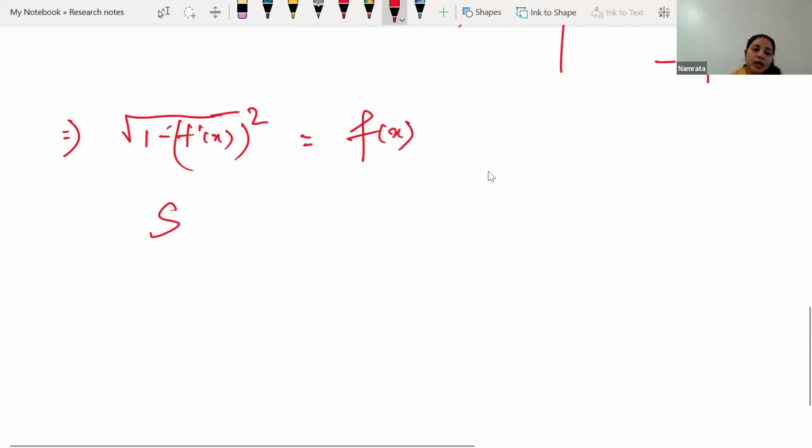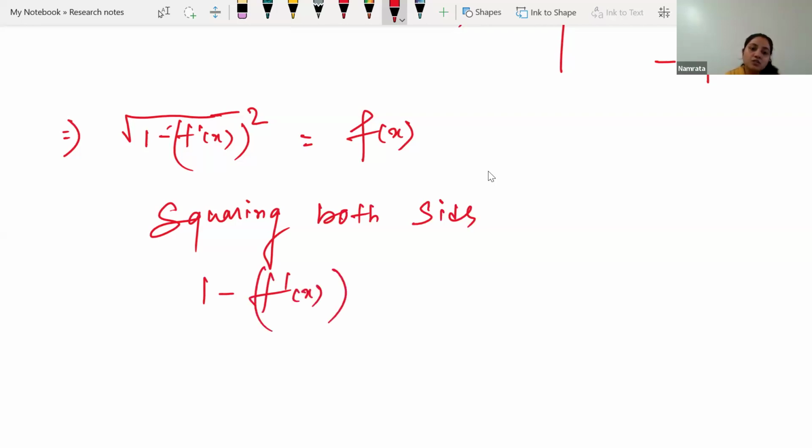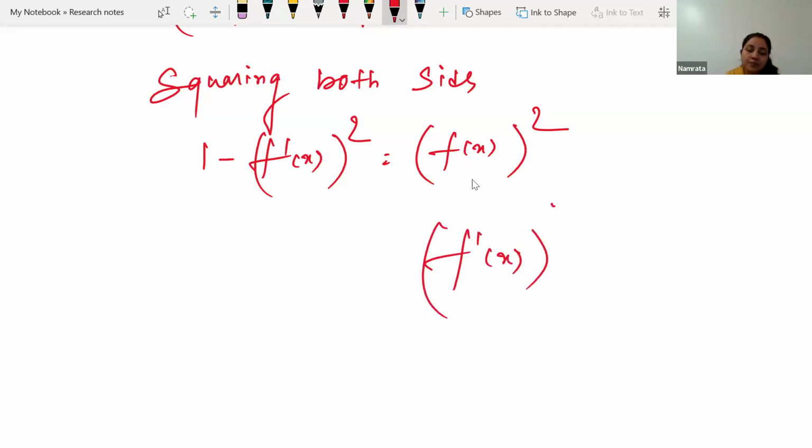Now we will square both sides to get rid of this square root sign, or we will think about how we can proceed so that we get f of x. Squaring both sides gives 1 minus f dash x, that's squared, is equal to f of x, that's squared. Now, keeping f dash x squared on one side separately, it is equal to 1 minus f of x, that's squared.